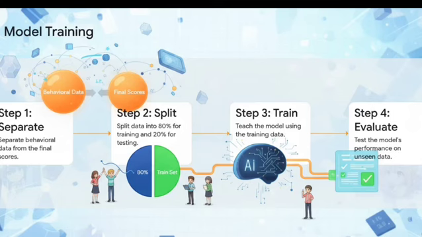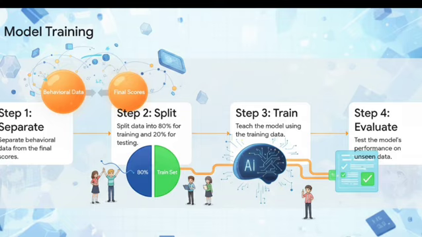So, how do we actually teach this team of experts? Well, first, we separate our behavioral data, the study hours, and all that, from the final scores. Then we split it up. We give the model about 80% of the data to learn from. Think of that as the train set. It's like a big practice exam. And then we hold back the other 20%, the test set, to see how well it actually learned. That's the final exam the model has never seen before.